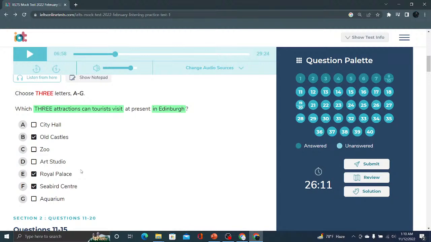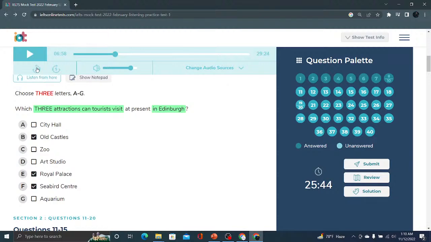That's why I choose it. Okay, and Claire also said that about 4 o'clock we will get to the Seabird Centre. Okay, so let's listen to it together once more so that you can understand it properly.